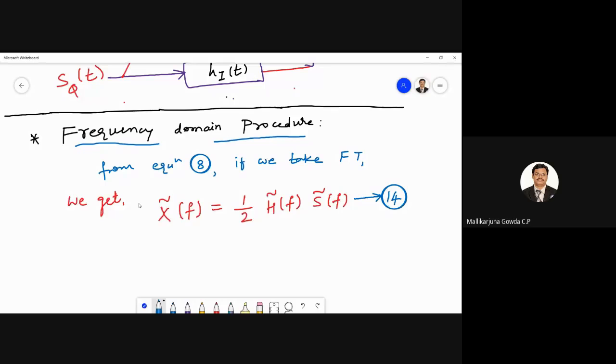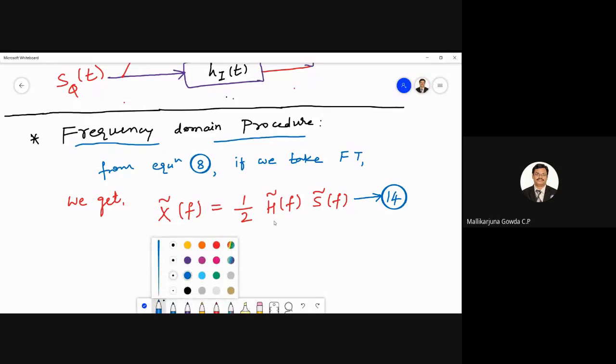Basically what I am doing here, I am writing the Fourier transform of the impulse response of the complex bandpass system, as well as the Fourier transform of the complex low pass representation of the bandpass signal, right? So this is the expression of x tilde of f. To begin the frequency domain procedure for simplification of the analysis of the bandpass signal as well as the bandpass system, I start with this, right? So now looking at this expression, what will be the first step? What I need to determine by looking at the above expression, I need to determine h tilde of f.